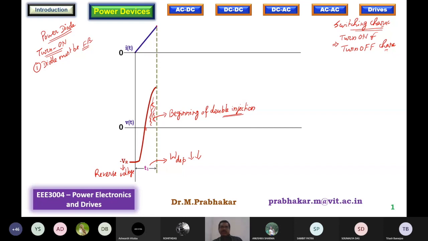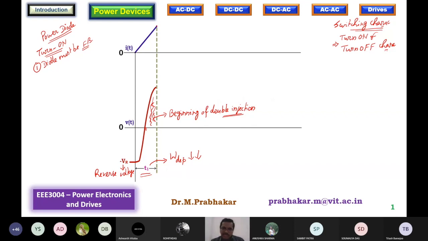There will be excess charge carriers injected into the P plus N minus junction from the left hand side, and electrons injected at the N minus N plus interface on the right hand side. So that is called double injection. Inside the N minus layer, there will be injection of holes from the P plus layer on the left, and injection of electrons from the N plus layer. That is double injection. For this process to happen, it will take a time T1, the first time duration.